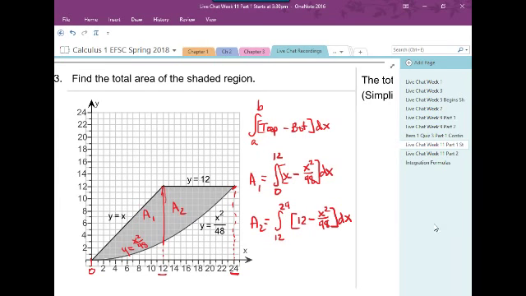Okay, would anyone like to see that worked out, those integrals, or are you okay with me just setting those up?